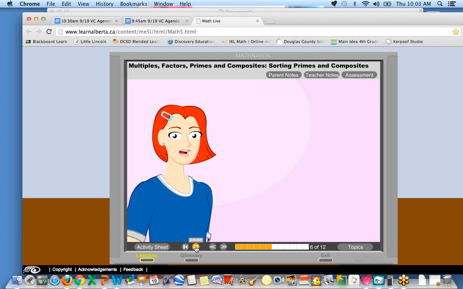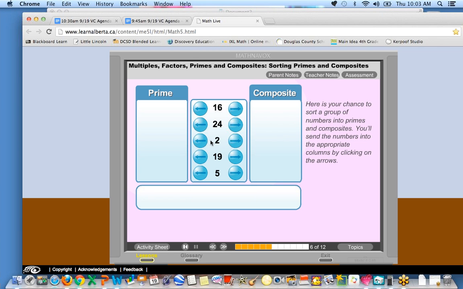All right. Here's your chance to sort a group of numbers into primes and composites. You'll send the numbers into the appropriate columns by clicking on the arrows. All right, so let's start with 16. What do you guys think? Type into the chat. You could just put a P or a C if you want. Is it a prime number or a composite number? Now let's just remember, prime numbers only have 1 and itself as a factor. Composite numbers have 3 or more factors.